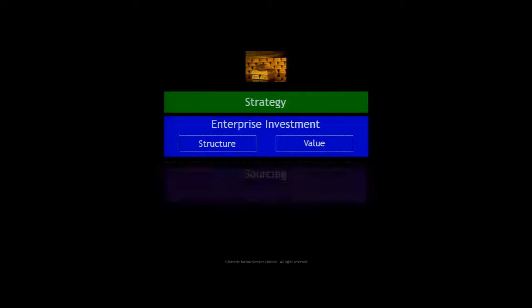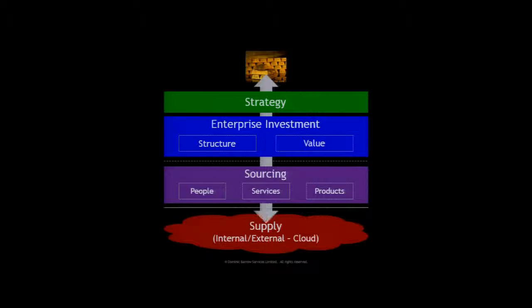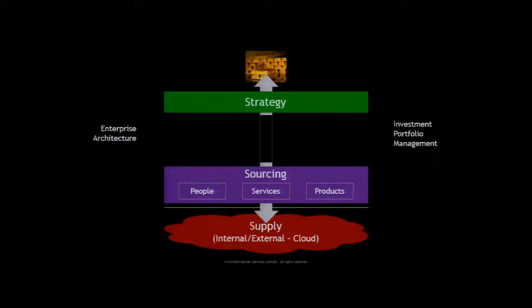Underneath that, there has to be some really great sourcing of people, services, and products, and underneath that, a really great supply. And so enterprise architecture and all its related disciplines is the bit that delivers you your structure. And investment portfolio management is the bit that harnesses all these ideas for change into an investment portfolio that delivers your goals as efficiently as you can. And in many enterprises, their value chain looks like that.